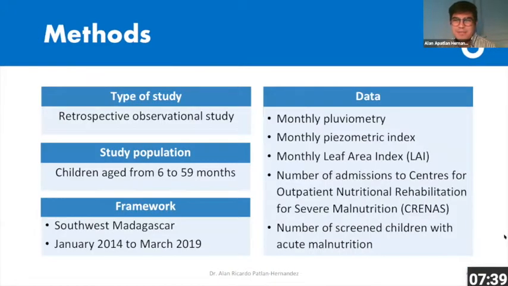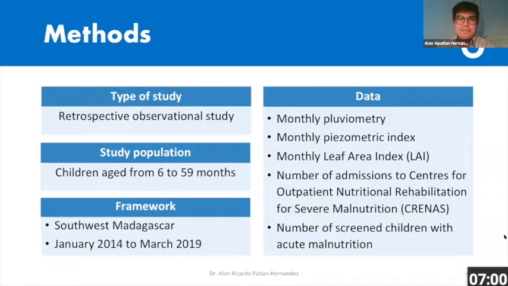So for this, we conducted a retrospective observational study based on hydroclimatic and nutritional data from the district of BUET in Madagascar from January 2014 to March 2019. Our hydroclimatic variables were the monthly pluviometry, the monthly piezometric index, as well as the monthly leaf area index. And our nutritional status variables were represented by the number of admissions to the centers for outpatient rehabilitation for severe malnutrition, and the number of screened children with acute malnutrition.